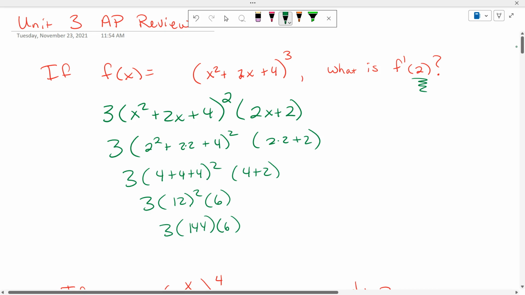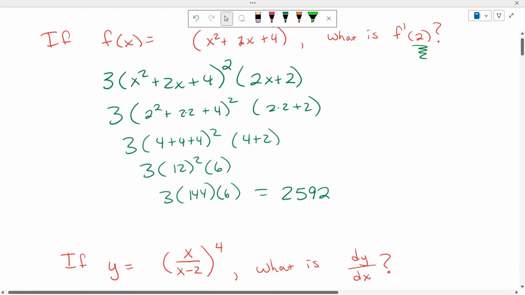Three times 144 times 6. I don't know what that is. 2,592? Okay. So really, that's the slope at 2. That's a pretty steep slope, yeah. It's almost straight up.